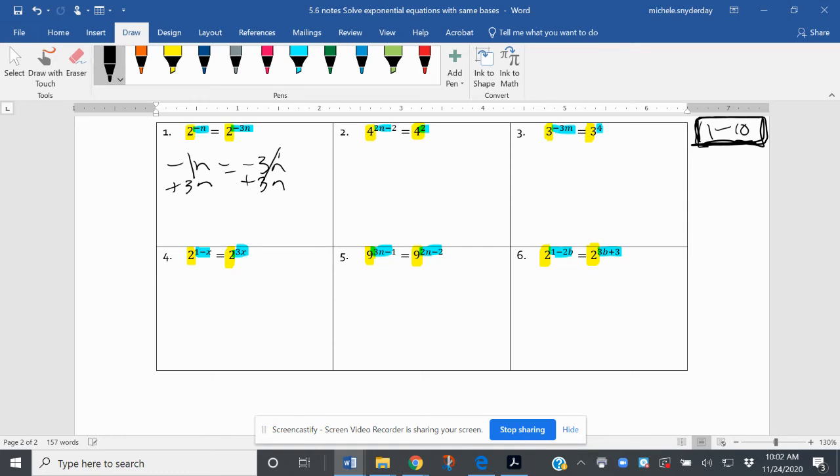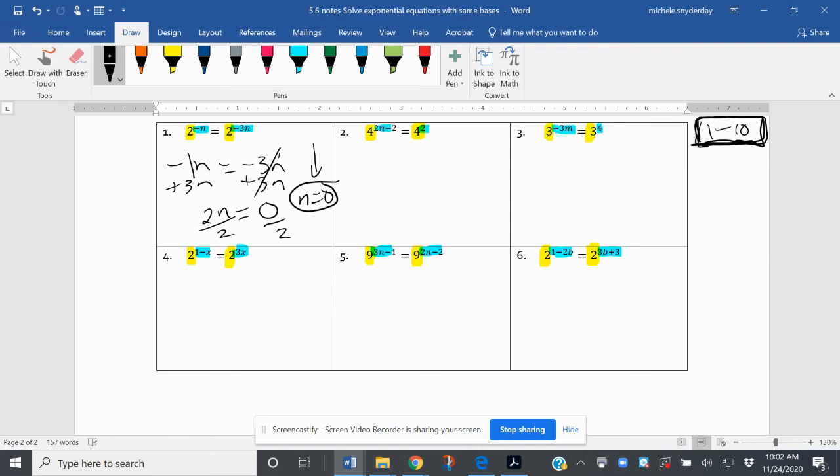Negative 3n plus 3n leaves us with 0, and negative 1n plus 3n is a positive 2n. Then we would divide by 2, and we would get n equals 0. So this would be our answer. That's what we're going to enter into Canvas.